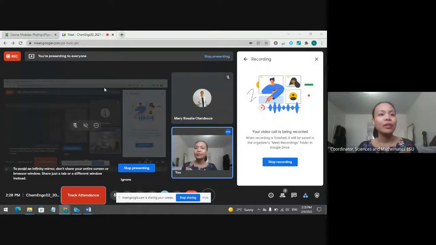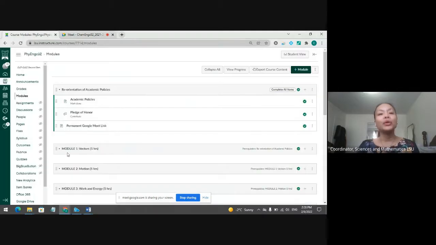Before module one, you have the reorientation of academic policies. We have our academic policies at La Salle University. We also have our academic integrity policies. Kindly read all of this and kindly do what is asked. Our permanent Google Meet link is also there. You cannot proceed to module one if you do not open this one by one.